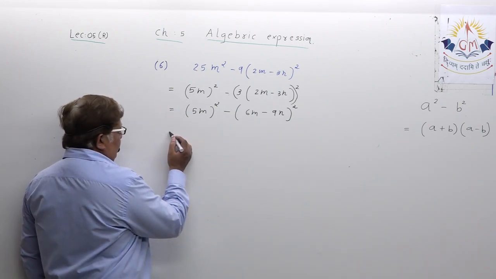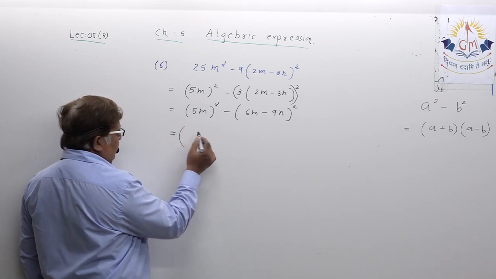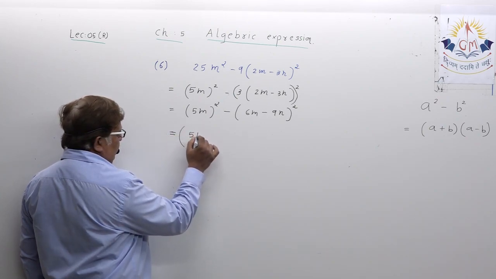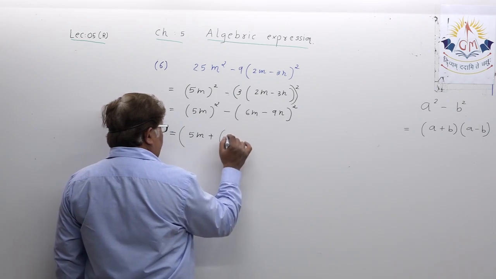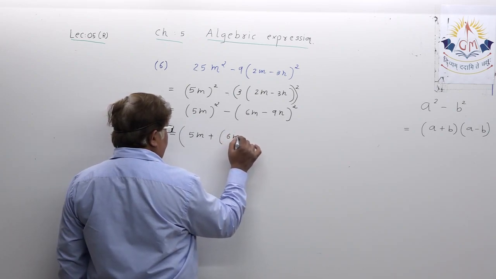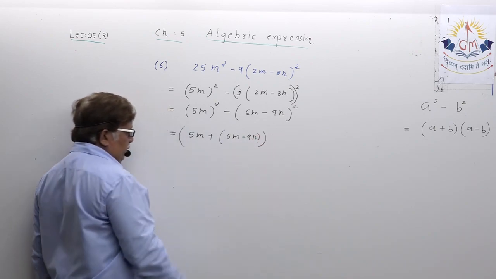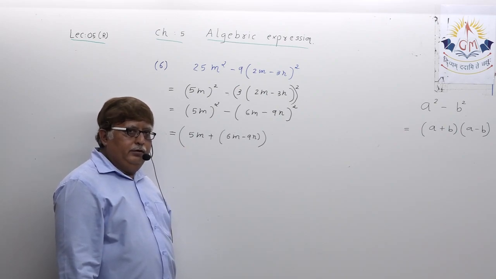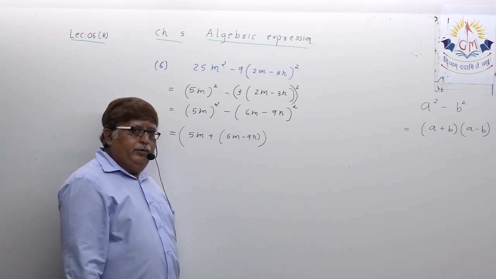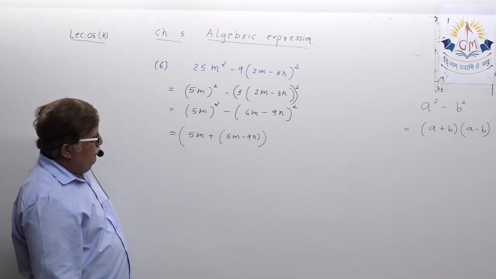Now the step, you know, dear student: 1 time plus, 1 time minus. 5m plus, in bracket only, 6m minus 9n, bracket closed. You must have done a similar step. Please verify. Understand?